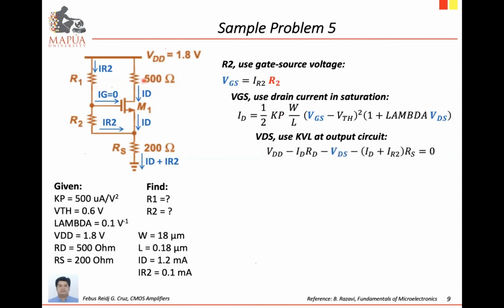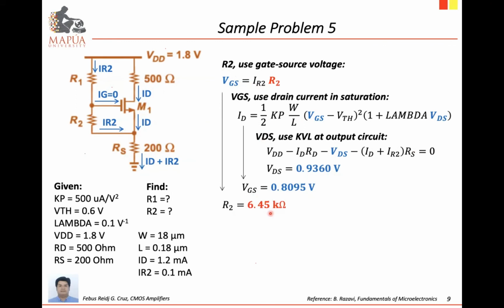So for the VDS, we can use voltage loop at the output. So VDD minus IDRD minus VDS minus (ID plus IR2)RS. So all parameters are provided, so we can solve for the VDS equal to 0.936 volts. Substitute it back to this equation, we can solve for the VGS. And after knowing the VGS, we can solve for the resistance R2. Okay, can you follow?